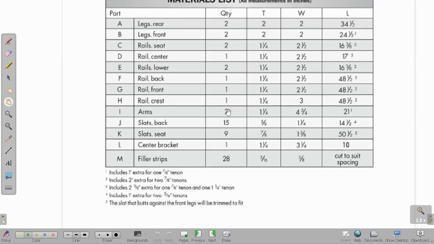And there is some more information still. For example, there is a number 1, number 2, number 3, which gives an additional piece of information. It includes 1 inch extra for a tenon, a 7.5 inch tenon. So 1 inch extra for a tenon. That means, for example, the legs in the front.